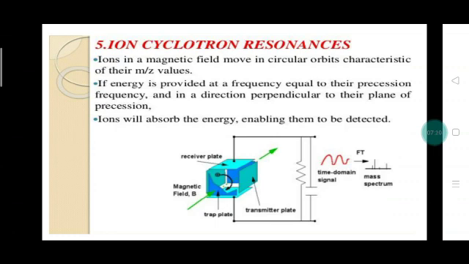Sixth one is ion cyclotron resonance. In ion cyclotron resonance mass analyzers, the ions in a magnetic field move in circular orbits characteristic of their m by z values. If energy is provided at a frequency equal to their precession frequency and in a direction perpendicular to their plane of precession, the ions will absorb the energy, enabling them to be detected. Here is the diagram of ion cyclotron resonance.